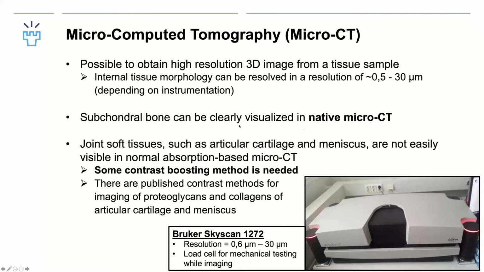Subchondral bone can be clearly visualized in native micro-CT, but when we talk about the joint soft tissue, such as cartilage and meniscus, they are not easily visible in normal absorption-based micro-CT. So typically you need some contrast boosting method. In the literature, there are published contrast methods for imaging of proteoglycans and collagens of articular cartilage and meniscus. This is what we are going to look at now.